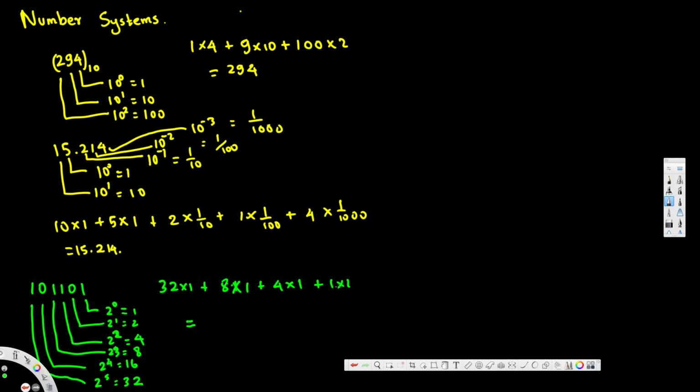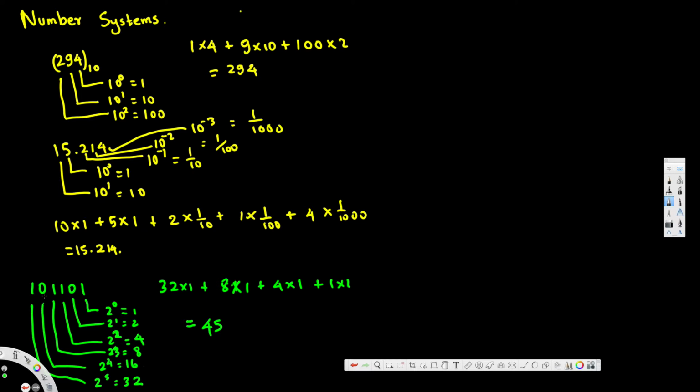Alexa, what is 1 plus 4 plus 8 plus 32? The answer to your calculation is 45. So we will get 45 base 10. That's how we convert a binary number to decimal.